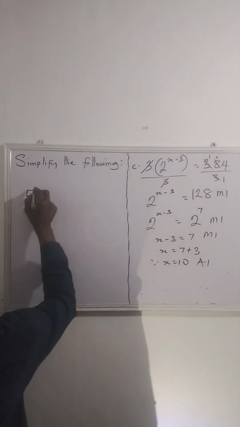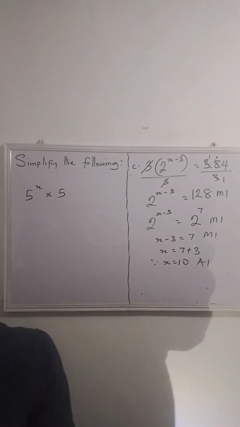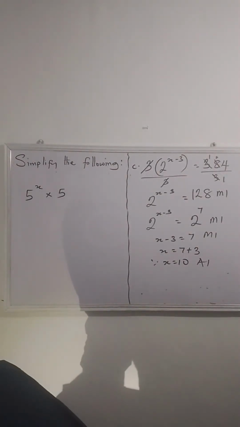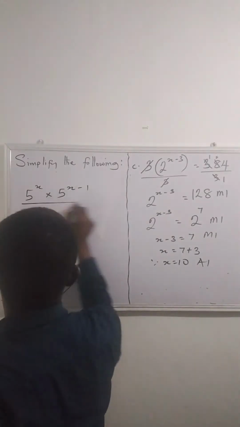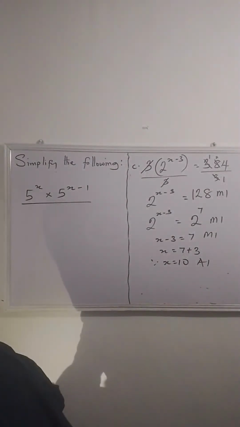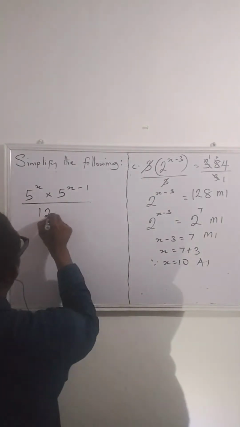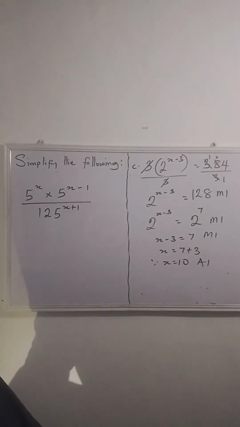5 raised to the power of x times 5 raised to the power of x minus 1 over 125 raised to the power of x plus 1. Okay, so now that is the question.